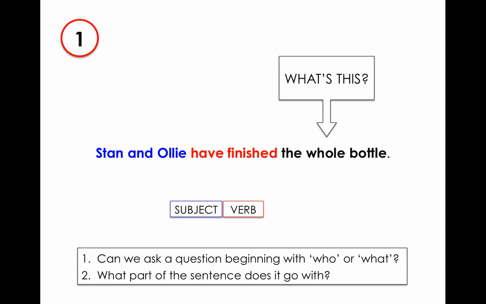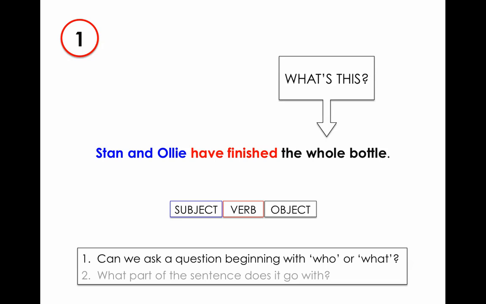If not, then we should ask what part of the sentence the phrase in black goes with. Now in this case, we can ask a question beginning with what that gives the whole bottle as the answer. I already asked it, in fact. I asked, what have Stan and Ollie finished? The whole bottle. Now if you can ask a question like this, you know that the bit at the end is the object.